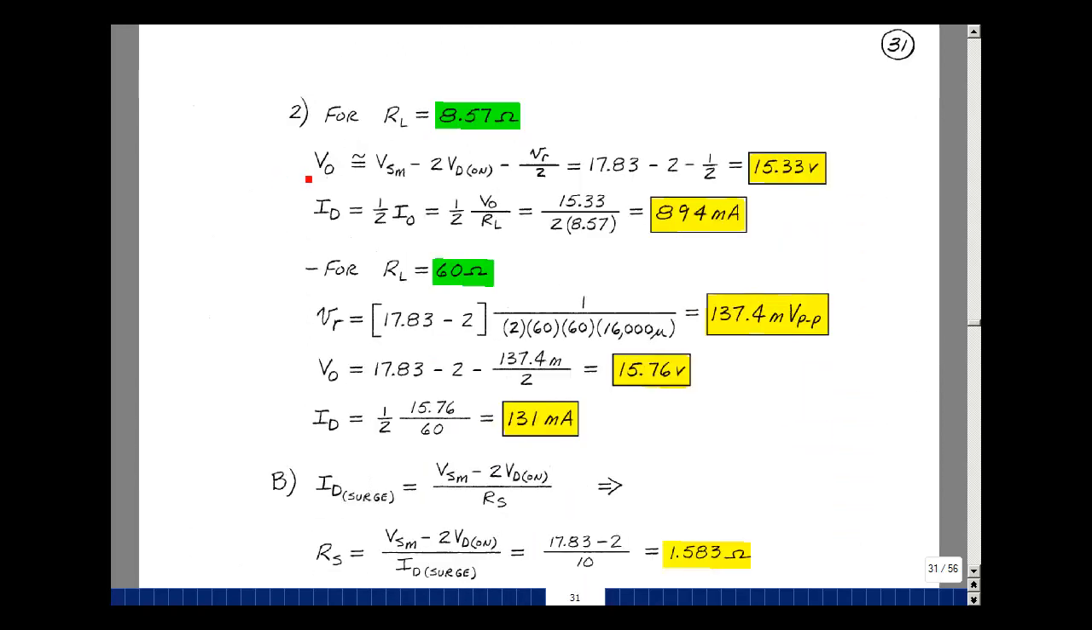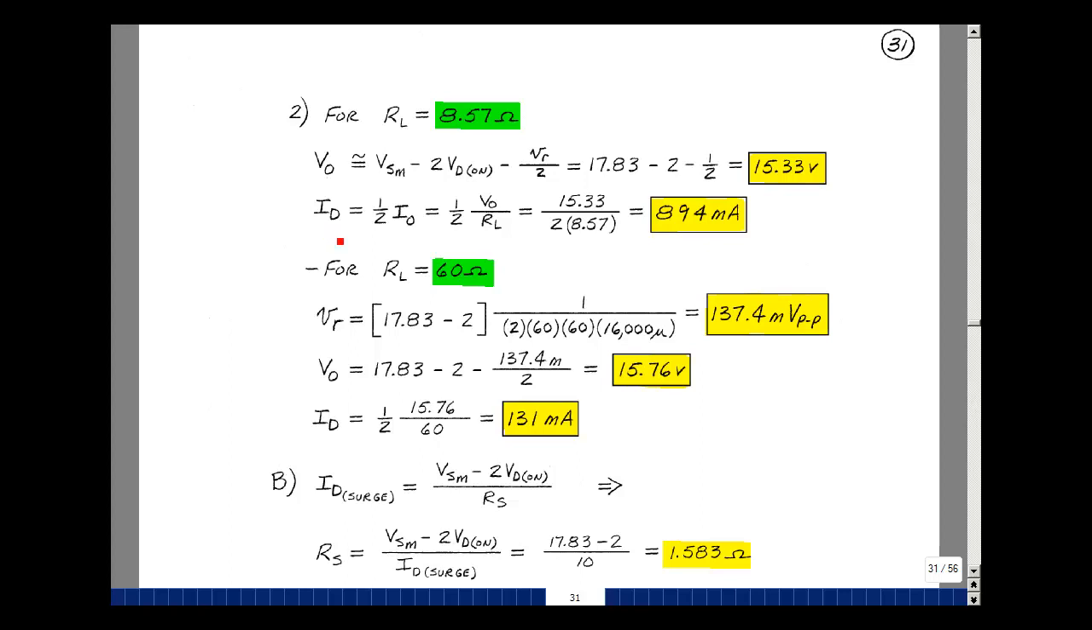Let's calculate the average voltage at the output and the average diode current when the load is 8.57 ohms. Back in Chapter 2, page 60, we had a formula for the average voltage. It was V sub S maximum minus 2 diode drops minus ripple over 2. 17.83, 2 times 1, and then we had 1 divided by 2, and that's 15.33 volts DC.